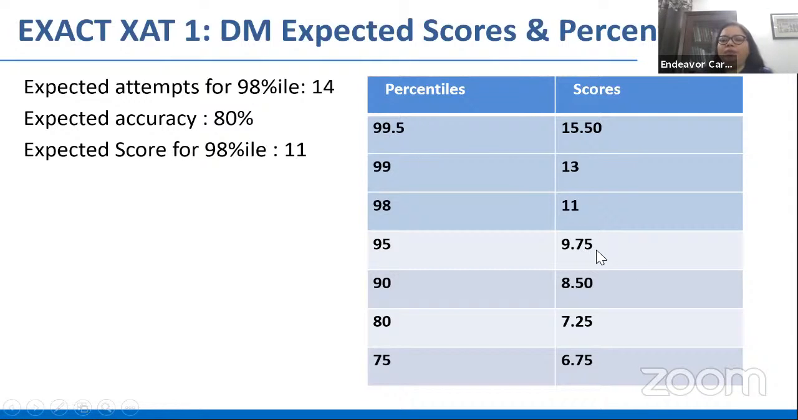A score of 9.75 fetches you 95. A score of 8.50 fetches you a 90 percentile. A score of 7.25 fetches you an 80 percentile. And a score of 6.75 fetches you a 75 percentile.